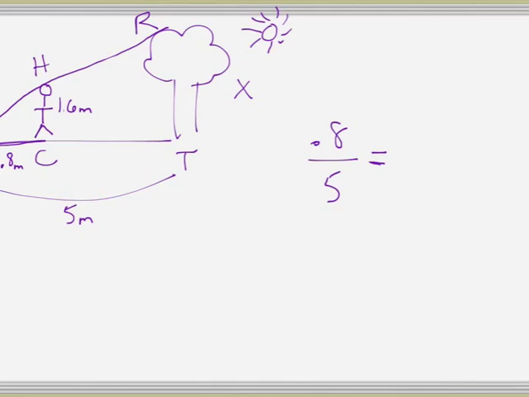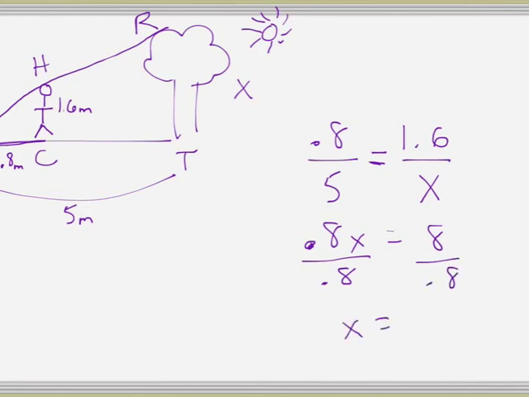What is the second ratio going to be? 1.6 over x. So the scale factor is where we know both numbers. We know the shadows. So small shadow to big shadow. Our other ratio is going to be height to height. Small height to big height, hers to the tree's. To solve this, we're going to cross multiply. 0.8x equals 8. And divide by 0.8. And 8 divided by 0.8 is 10. So the tree is 10 meters tall.